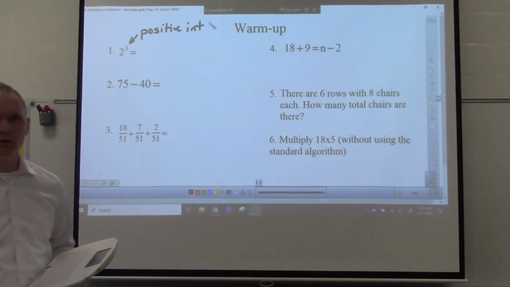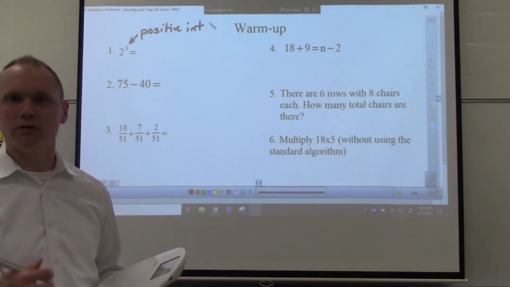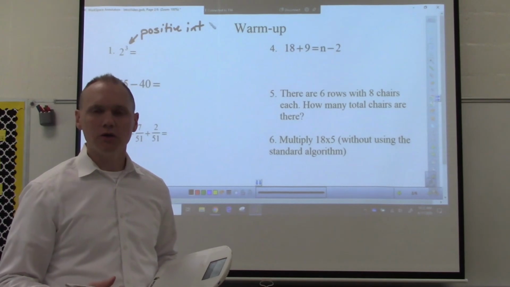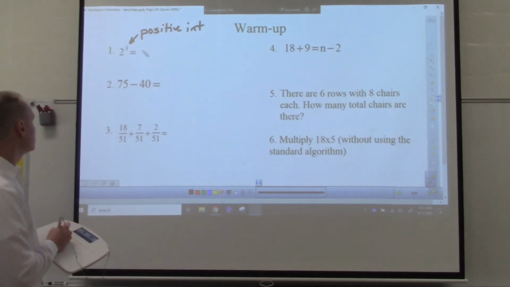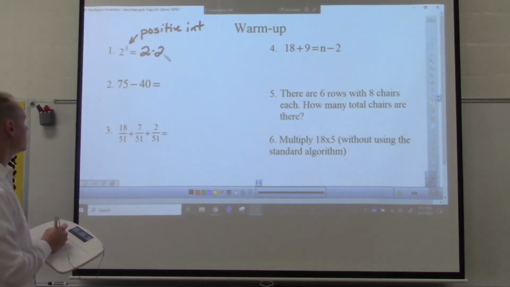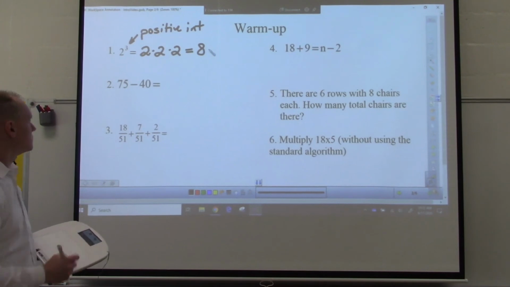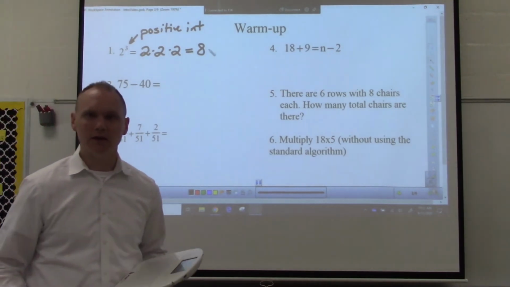then we can think about raising it to a third power as the repeated multiplication definition. So 2 times 2 times 2, 3 times. So 2 times 2 is 4, times 2 again is 8. So 2 cubed is 8.